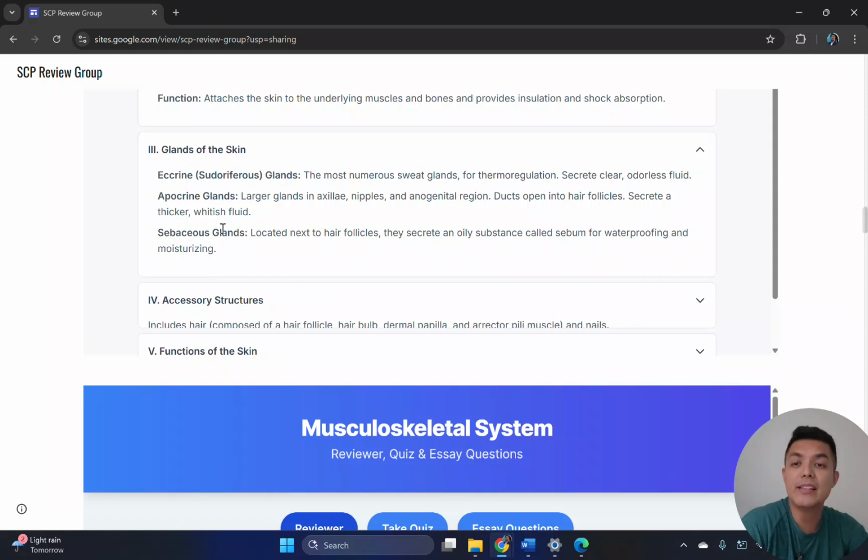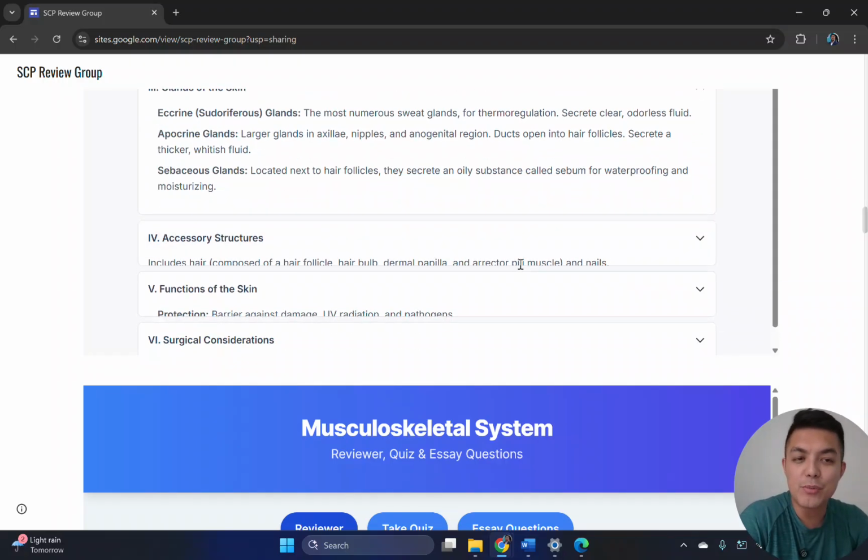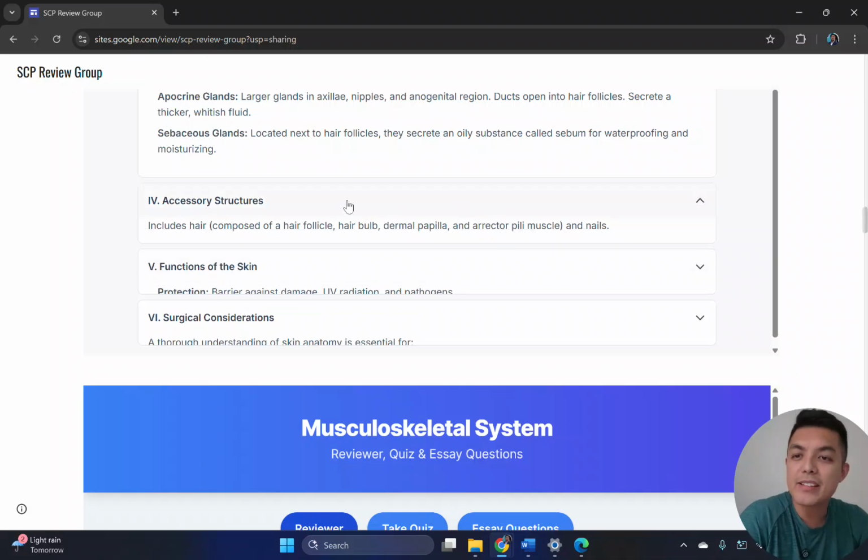Next are sebaceous glands. Located next to hair follicles, they secrete an oily substance called sebum. This is for waterproofing and moisturizing. So those are active sebaceous glands. They're so moisturized. Next are accessory structures, which include hair, composed of a hair follicle, hair bulb, dermal papilla, and arrector pili muscle, and of course, nails.